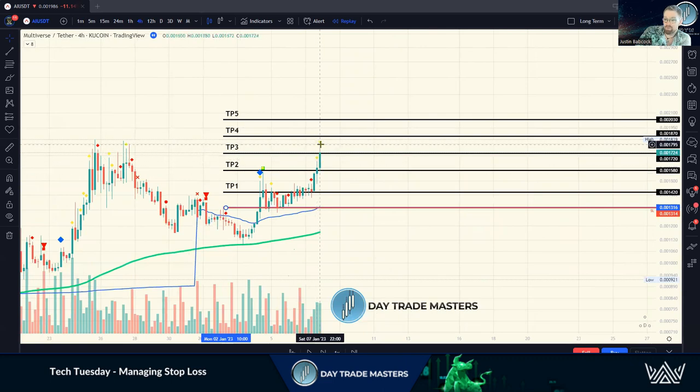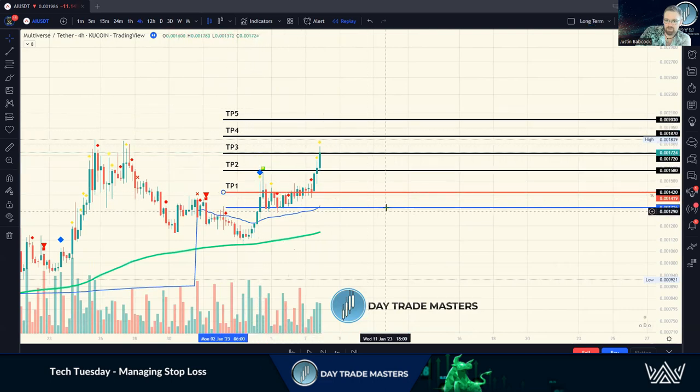Perfect. So it wicked up to TP3. I'm happy. So I have sold 75% of my coin for profits along the way up: TP1, TP2, TP3. I've got 25% left on my stop loss. I'm going to move this up to TP1 right here.